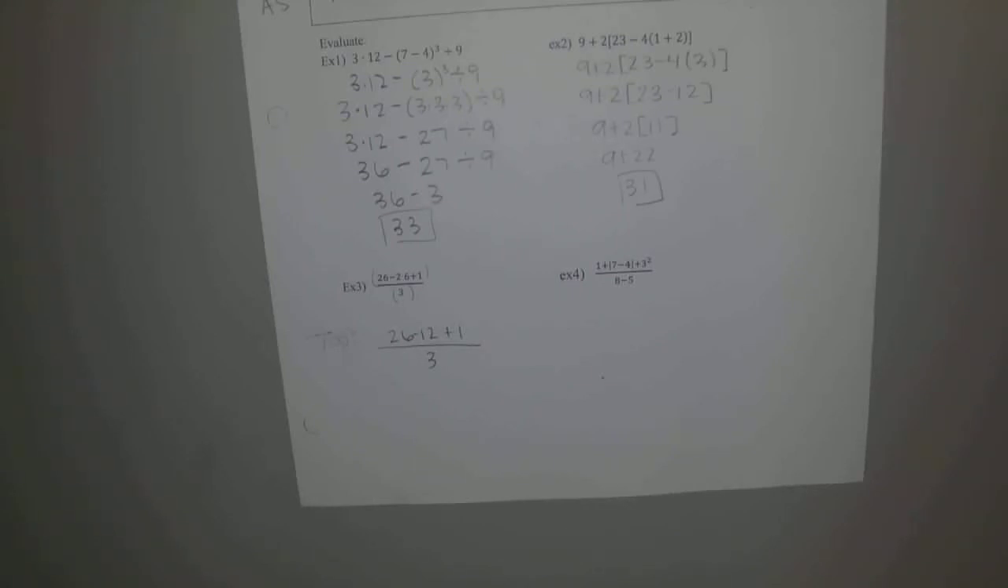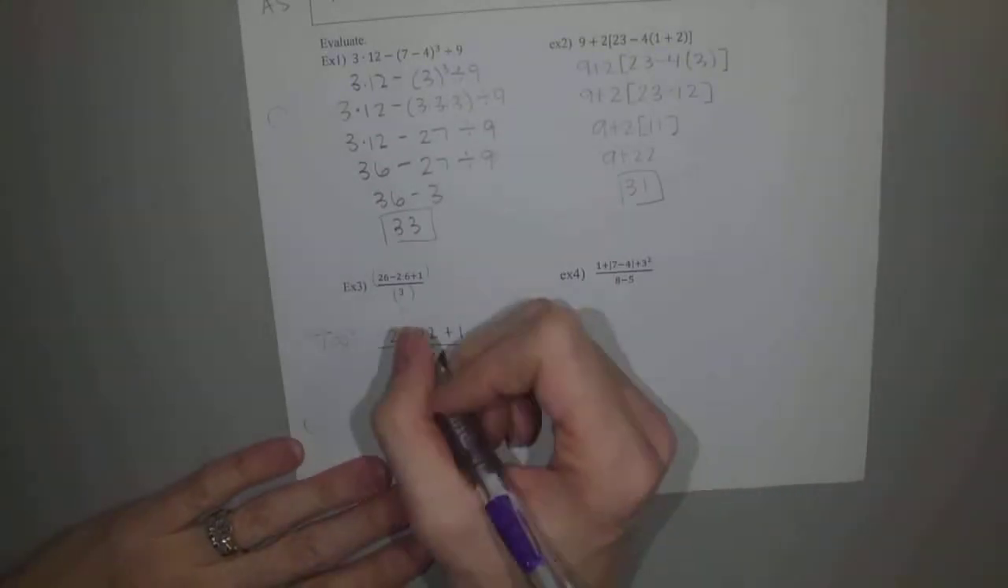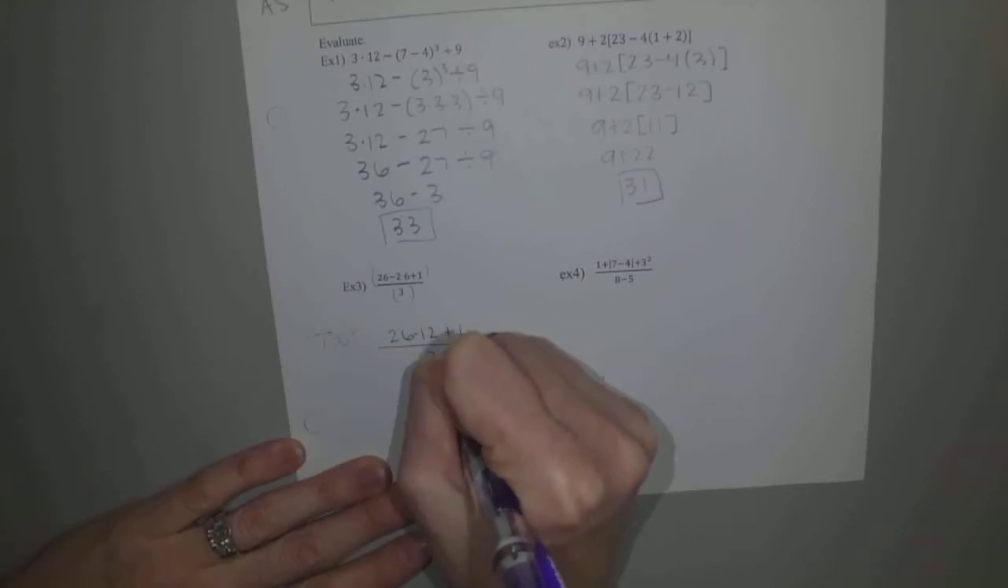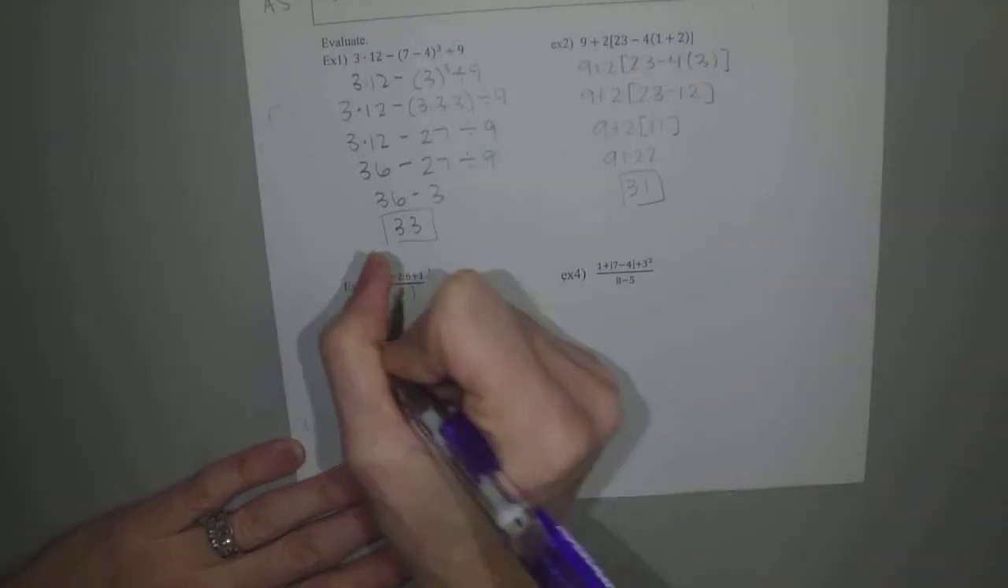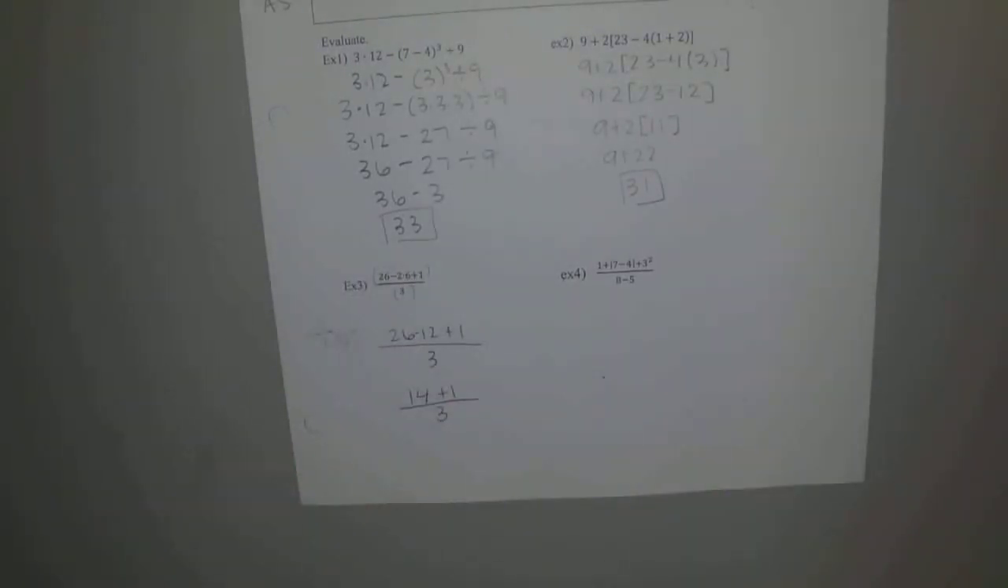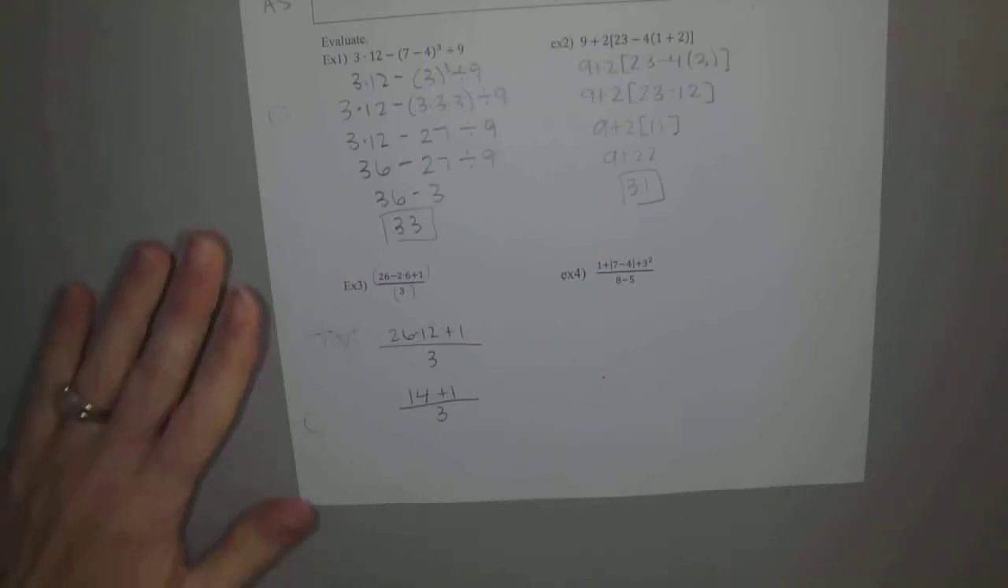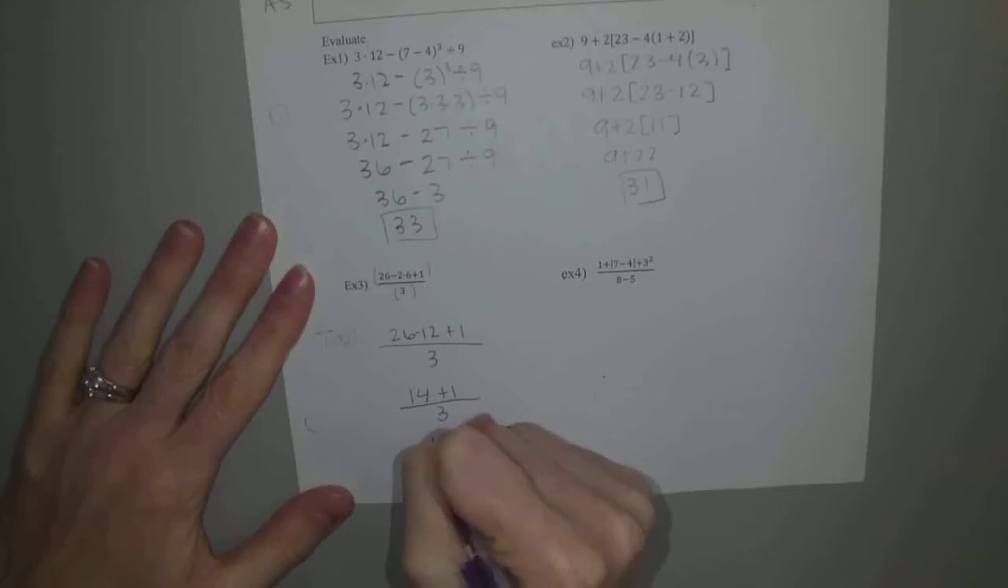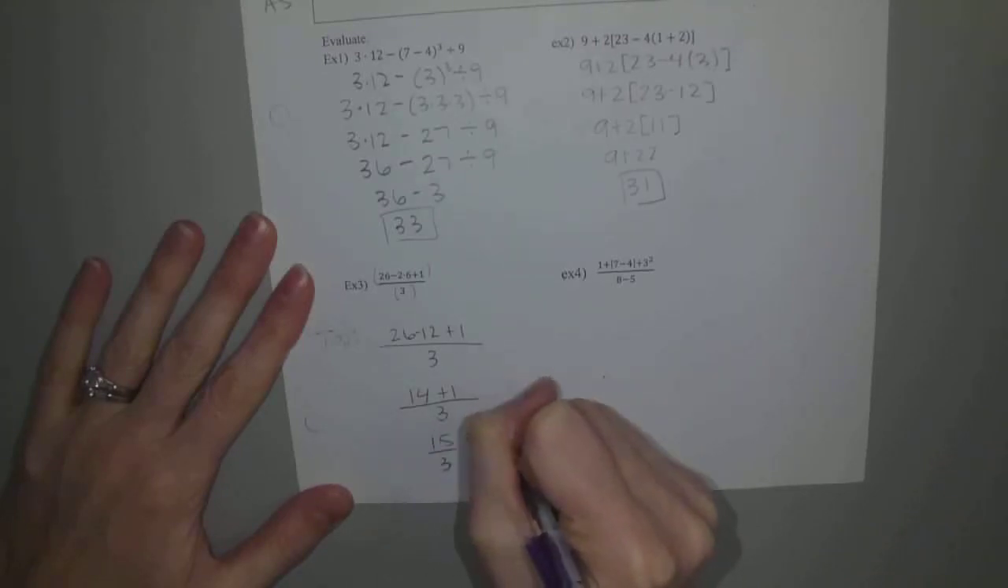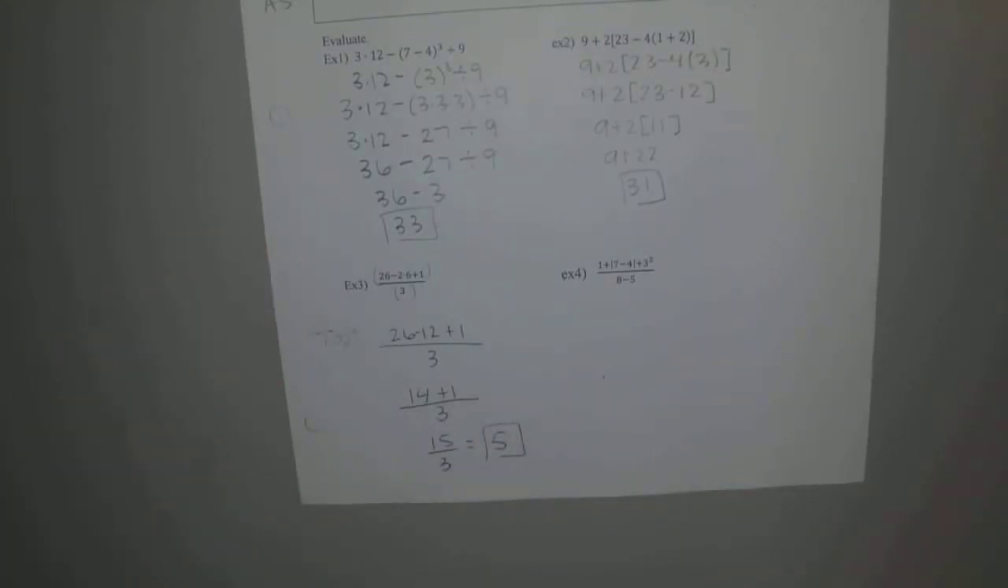2 times 6 is 12. Then we have addition and subtraction. We don't have to do the addition first, do we? Right? They're tied left to right, so we're actually going to do 26 minus 12 first. What do we get there? Is that 14? And then what's 14 plus 1? 15. And what's 15 divided by 3? 5. Is that all right, guys?